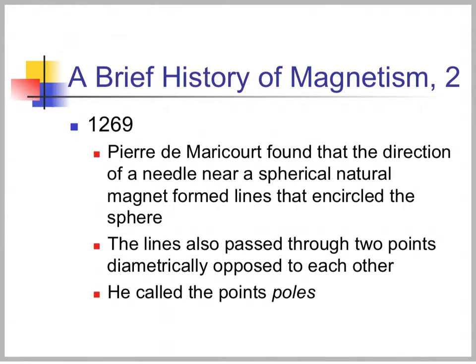In 1269, Pierre de Méricourt found that the direction of a needle near a spherical natural magnet formed lines that encircled the sphere. And the lines passed through 2 points diametrically opposed to each other, and he called those points poles.